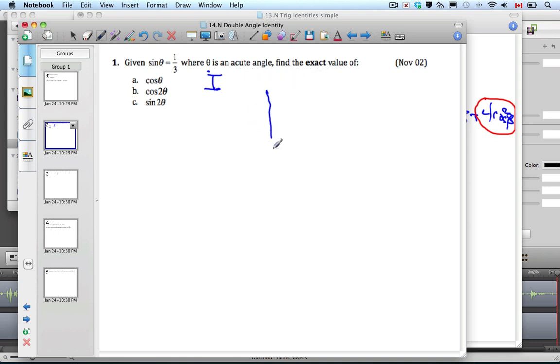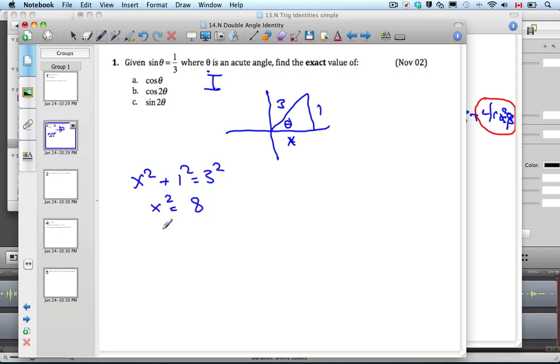If theta is in the first quadrant, I can draw it here. Sine is opposite over hypotenuse, and we'll call the remaining side x. I'm not putting it on the unit circle, just in the first quadrant. To find cosine, I need this x value, so I use the Pythagorean theorem: x squared plus 1 squared equals 3 squared, so x squared equals 8.